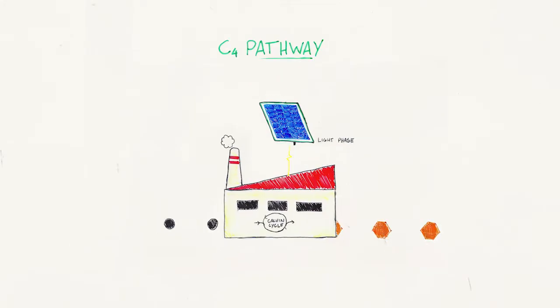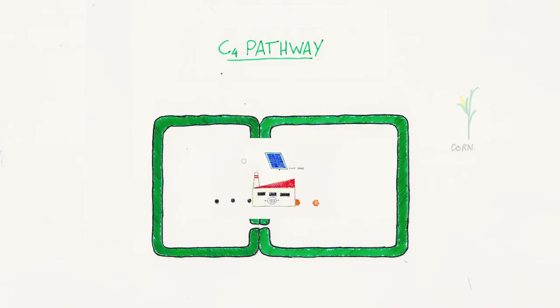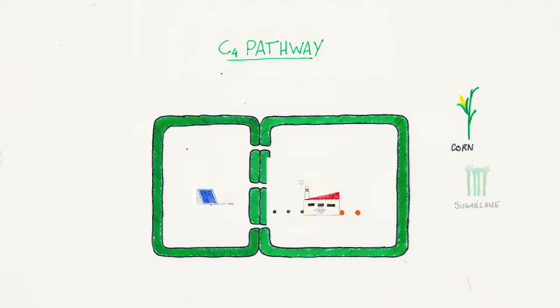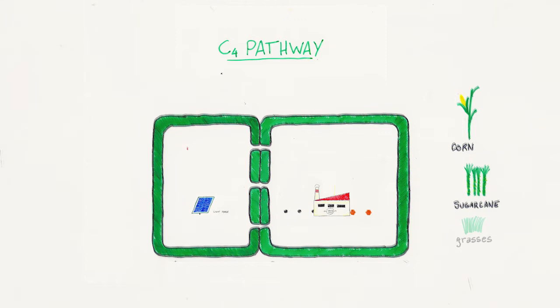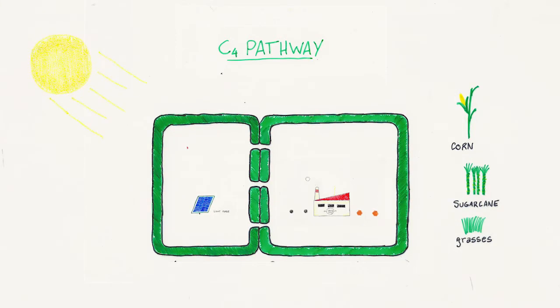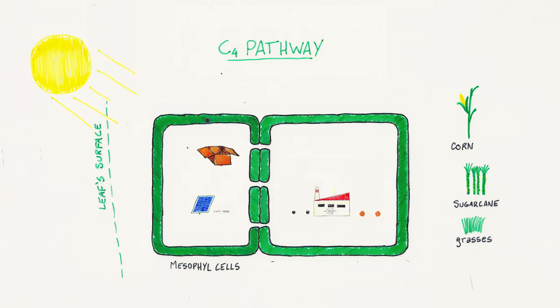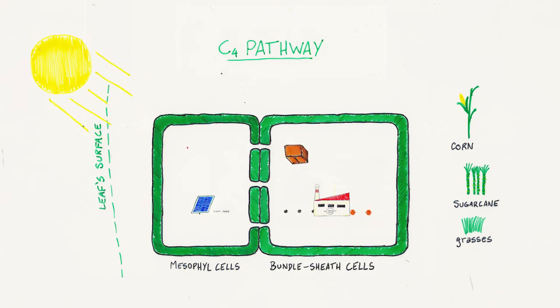Some plants with this type of metabolism separate the two stages of photosynthesis in two different types of cells. The light phase occurs in the mesophyll cells, closer to the leaf's surface, as well as the carbon fixation by a non-oxygen bonding enzyme. The resulting 4-carbon molecules then travel to the bundle sheath cells. Here, they are converted back to CO2 and combine to Rubisco, starting the normal Calvin cycle.